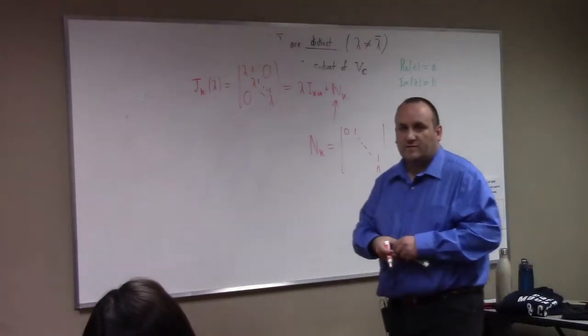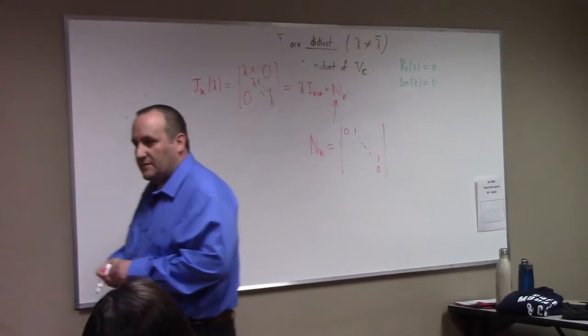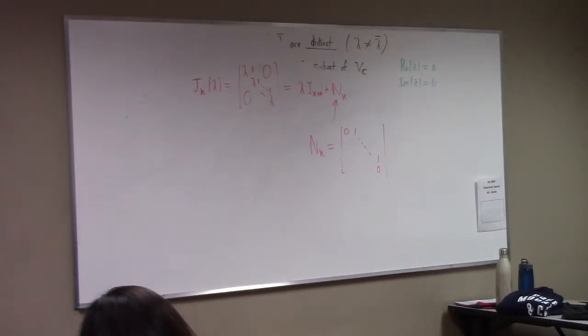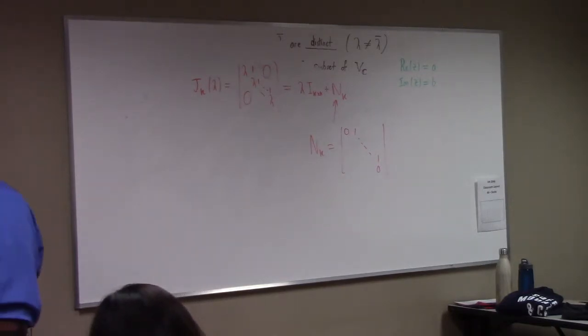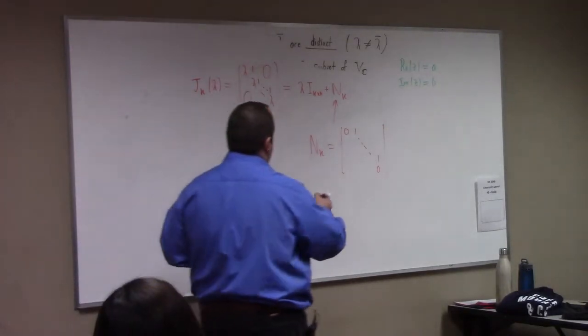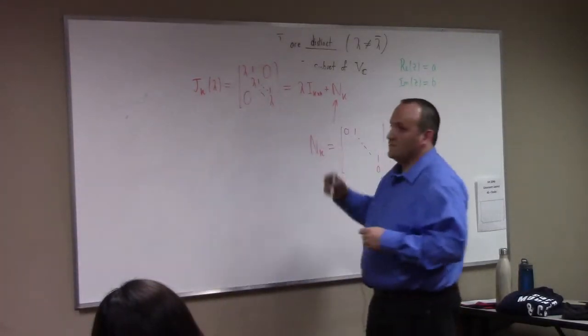Right? This is what the Jordan form is. It's a decomposition of the matrix into a diagonal part and a nilpotent part. If you're thinking about doing calculations with the matrix, having this decomposition is very, very simplifying. And you can prove, furthermore, that this and that commute.